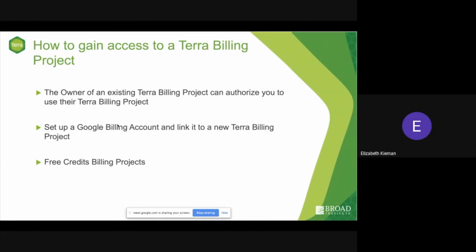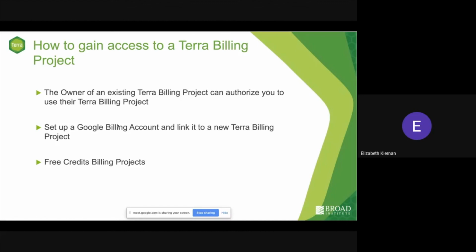There are three ways. One is that the owner of an existing Terra billing project has to authorize you so that you can become an owner of that billing project. Another way is to set up a Google billing account and link it to a new Terra billing project. And simplest of all is clicking on the free credits program and activating it.